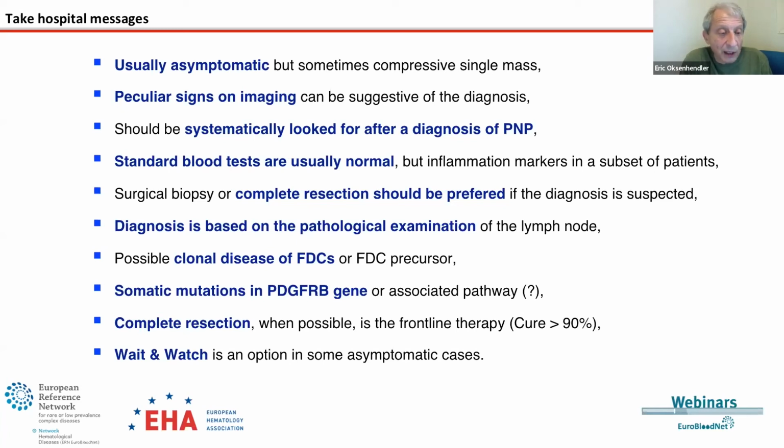Regarding pathogenesis, we now have a number of data converging towards a clonal disease of FDCs or FDC precursors, with the evidence of somatic mutation in the TGF-beta gene or associated pathway. And we have also seen that the wait and watch option is possible in some cases that remain asymptomatic.